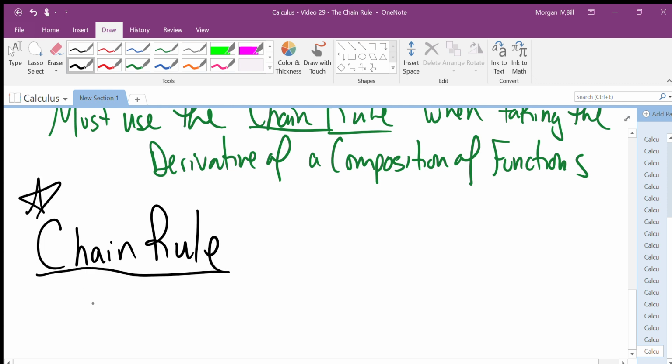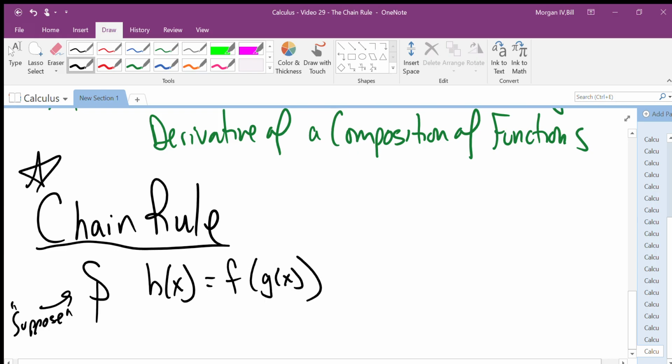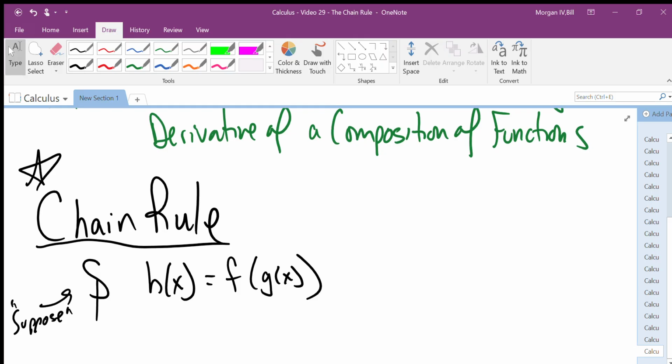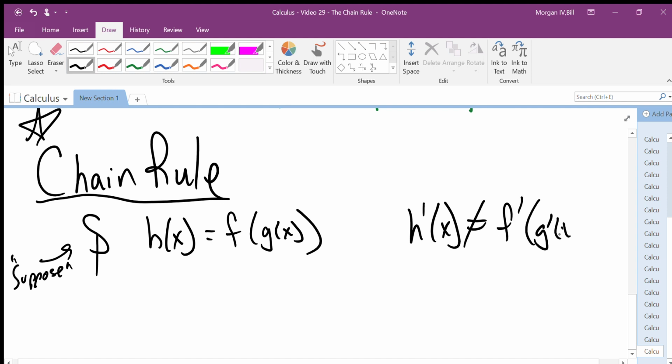Let's suppose, right, that means suppose, that we have a function h of x, which is equal to a composition of functions f of g of x. Right, the g for the inside function, the f for the outside function. What is its derivative? Tell you what it's not. H prime of x is not equal to f prime of g prime of x. You can't simply take the derivative of each one. It doesn't work out. Instead, what you do is this.